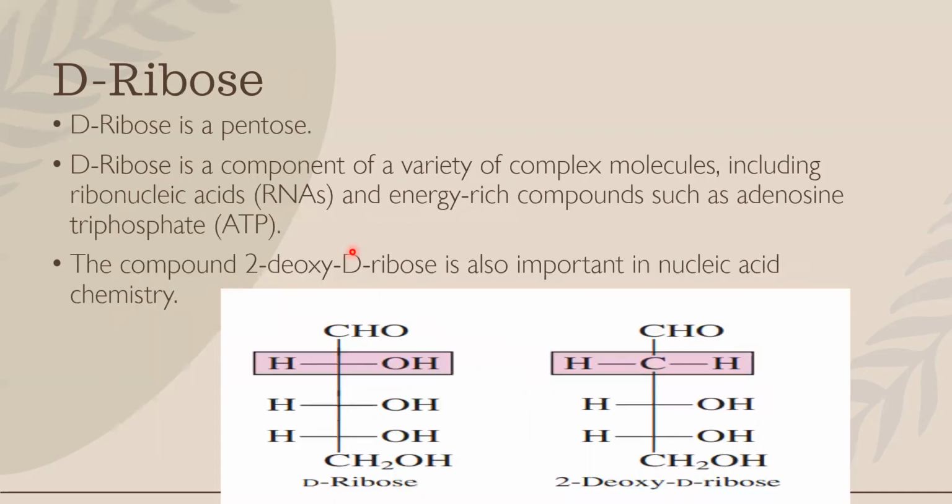Okay, so next we have D-ribose. D-ribose is a pentose. It is a component of a variety of complex molecules, including ribonucleic acid and energy-rich compounds such as adenosine triphosphate. The compound 2-deoxyribose is also important in nucleic acid chemistry.